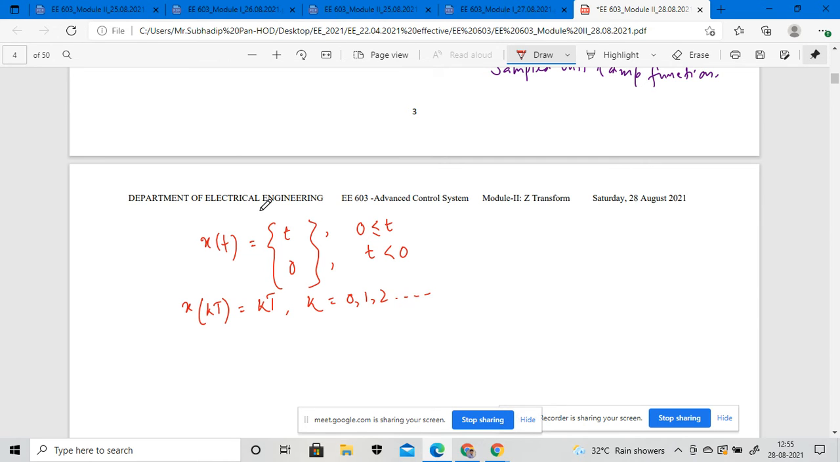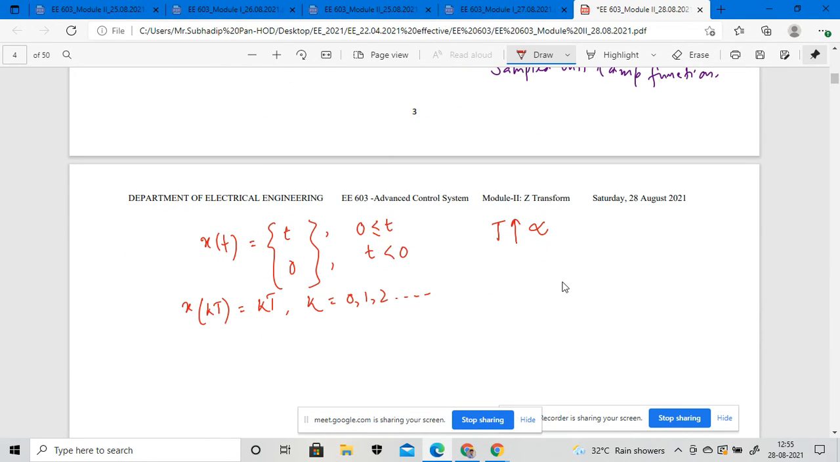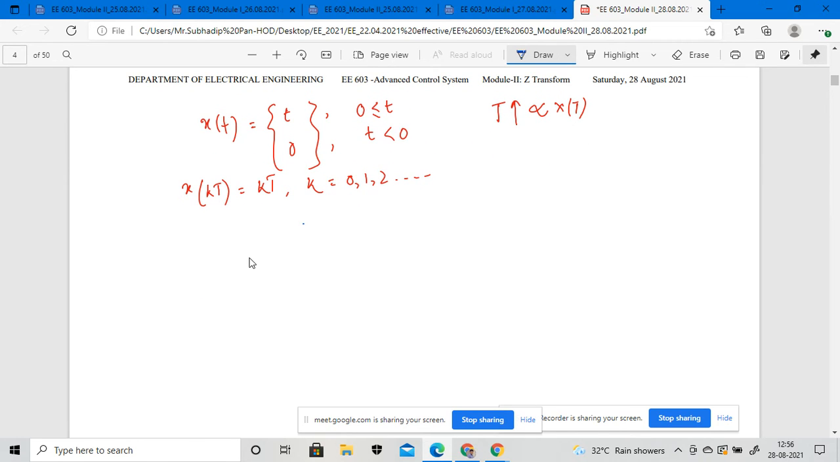Okay, so if I apply the Z transformation to that particular ramp function, as I already told you, when the sampling period T increases, the value is proportional to x of t. Now if we apply the Z transformation to this equation, it comes like this, if we are considering the two-sided Z transformation, right?